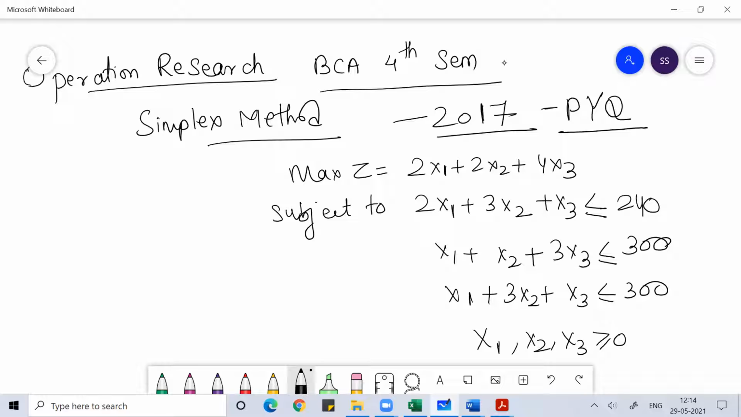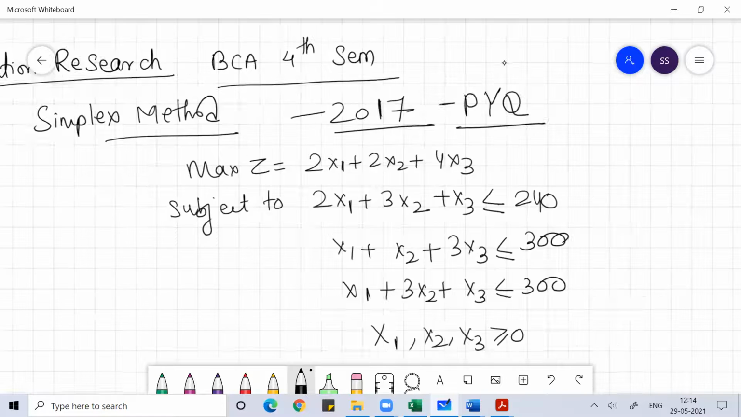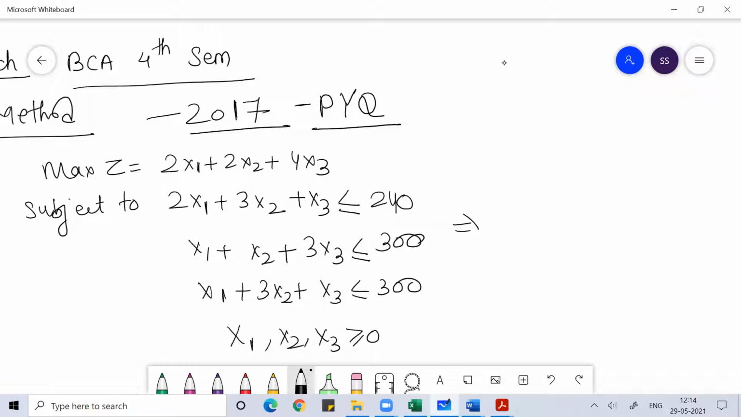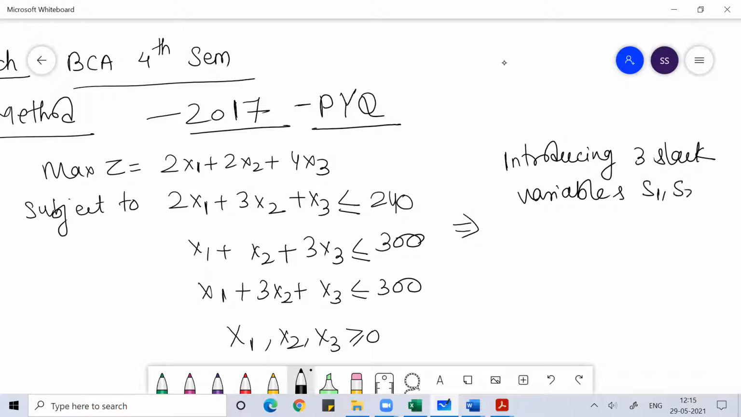Whenever you are solving the equation, either by graphical method or by simplex method, the first thing you need to look into is the constraint part. Here we have three constraints, so I'll introduce three slack variables S1, S2, S3 into the equation.